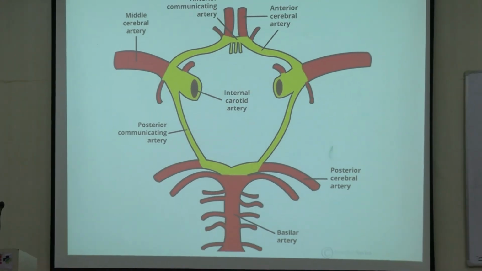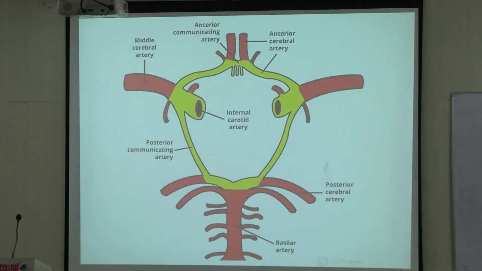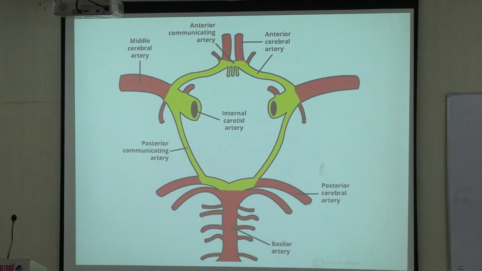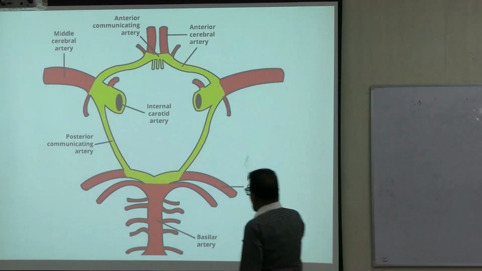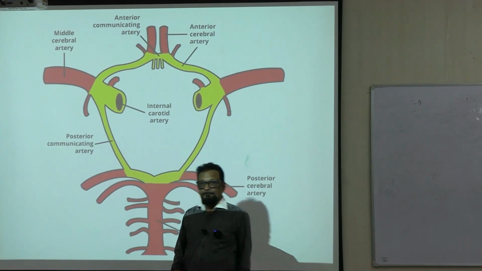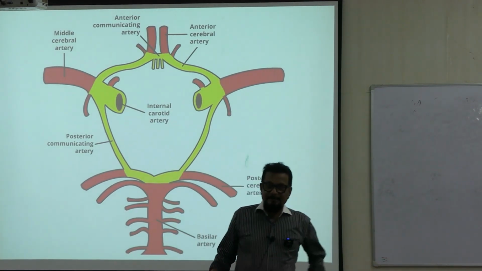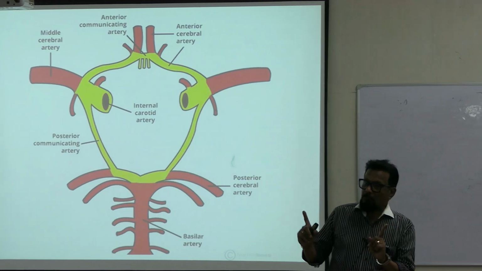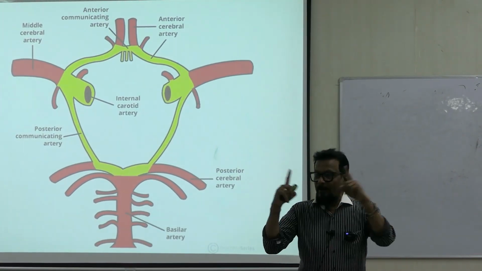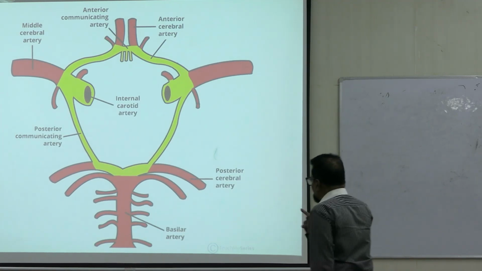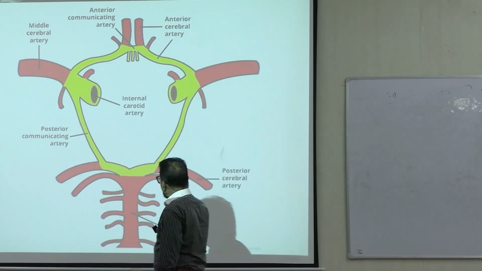The brain is supplied with 2 main arteries. One is the basilar artery. This basilar artery is formed by 2 vertebral arteries, left and right. They join together and form the basilar artery.